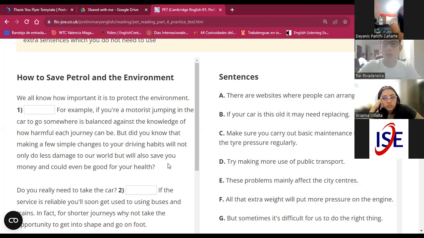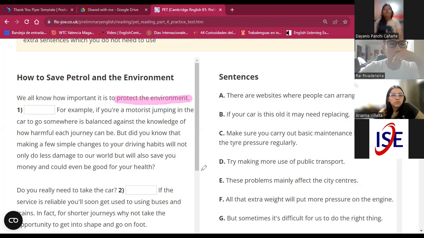Destroy the environment, work with the environment. What is the main idea? Protect and save the environment. So the first thing that we detect when you're doing the skimming is protect the environment. What else? Which other words? What is important to protect the environment?